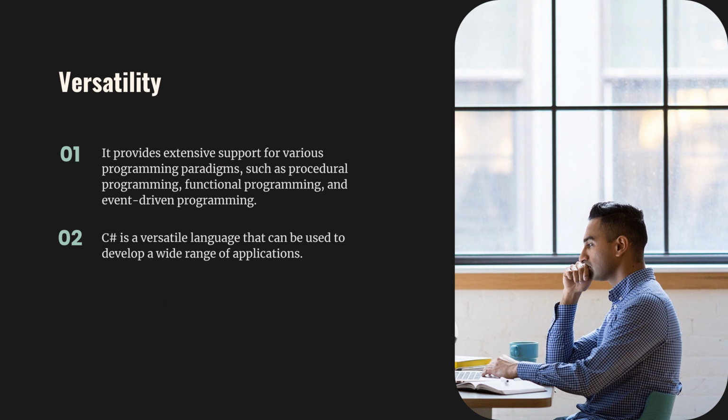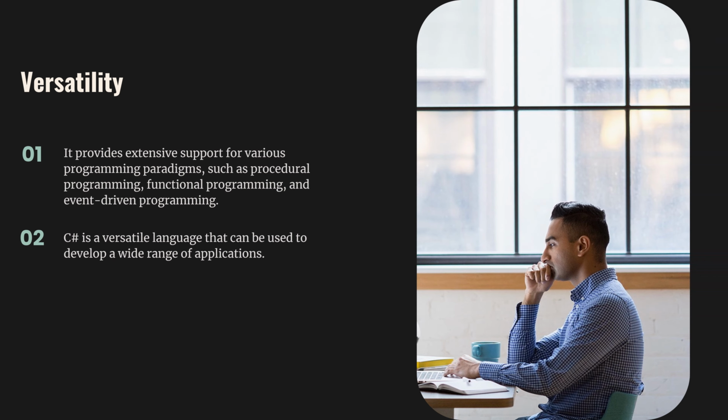2. Versatility. C# is a versatile language that can be used to develop a wide range of applications, including desktop applications, web applications, mobile apps, games, and more. It provides extensive support for various programming paradigms, such as procedural programming, functional programming, and event-driven programming.